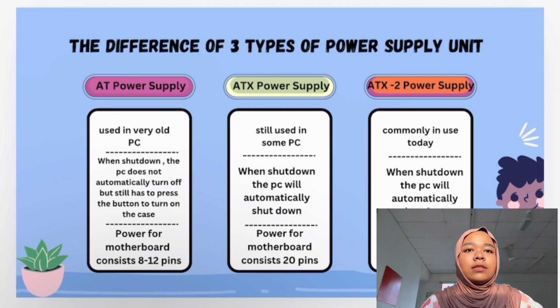AT power supply, power for motherboard consists of 8 until 12 pins. ATX, power for motherboard consists of 20 pins. ATX2 consists of 24 pins.